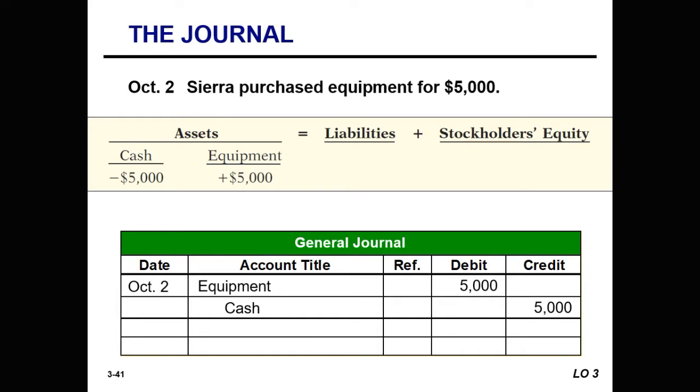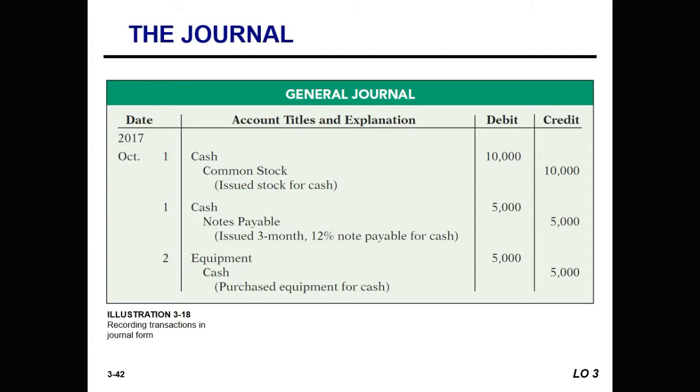We've walked through 3 of the actual transactions for Sierra. Now let's look at what the actual general journal would look like with all of these in place. Here we show the entire general journal. You notice that there is a chronological order. We have October 1st, October 1st, October 2nd.